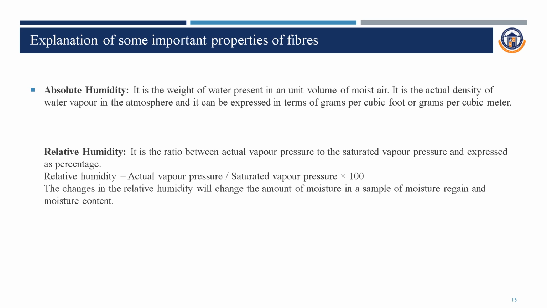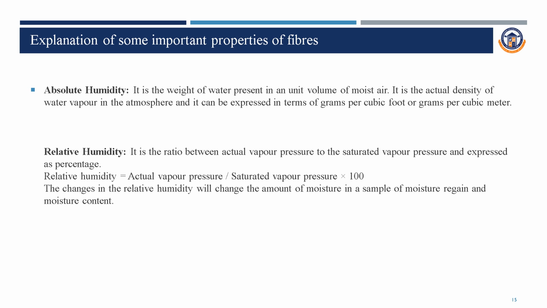Next we see about the absolute humidity. It is the weight of water present in the unit volume of moist air. It is the actual density of water vapor in the atmosphere, and it can be expressed in terms of gram per cubic foot or gram per cubic centimeter. Next we see the relative humidity. What is meant by relative humidity?